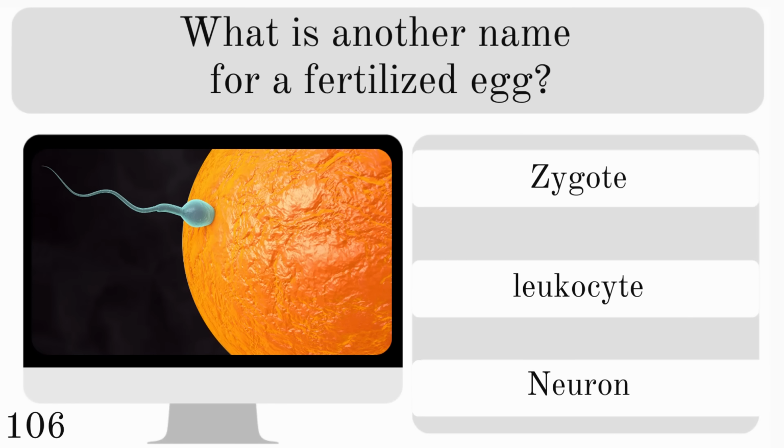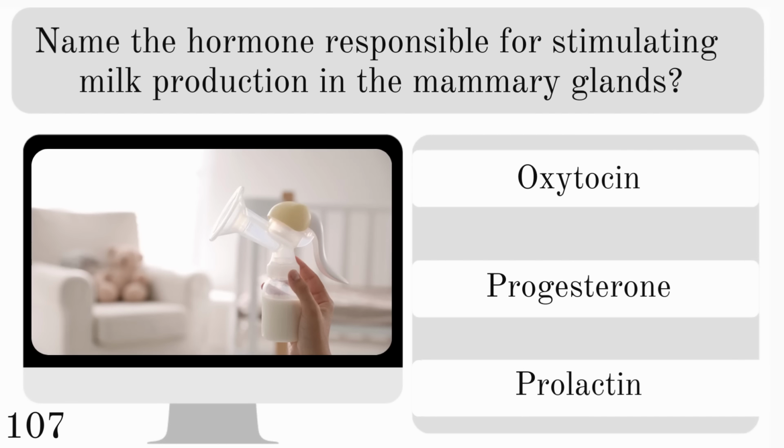What is another name for a fertilized egg? A zygote, leukocyte, or neuron? And the answer, zygote. Name the hormone responsible for stimulating milk production in the mammary glands. Oxytocin, progesterone, or prolactin? And the answer, prolactin.